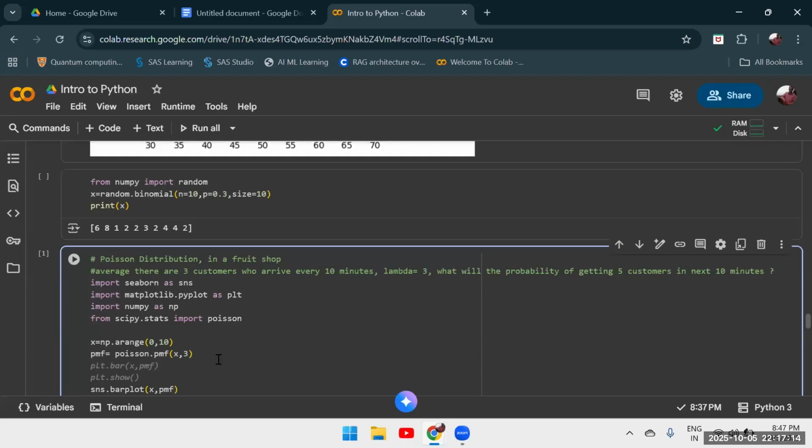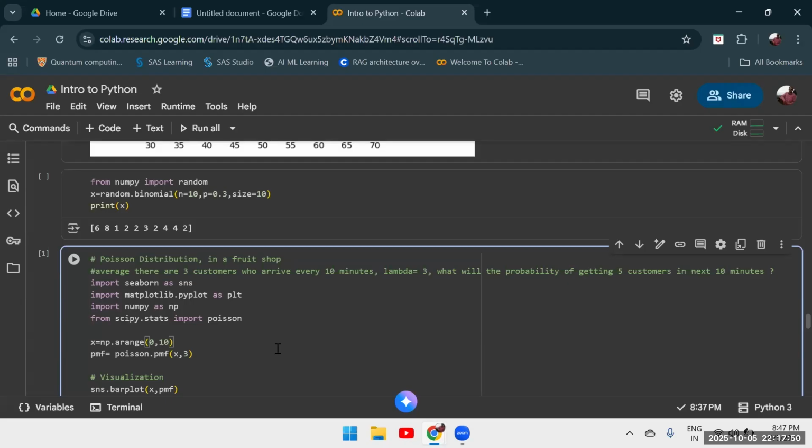Yes, sir. Customers arrive every 10 minutes, and we mentioned 5 customers in the next 10 minutes. But for the next 20 minutes, what do we do? This 10, we are going to change to 20, so it is going to be from 0 to 20, right? Yes, exactly, the interval we need, the time span.